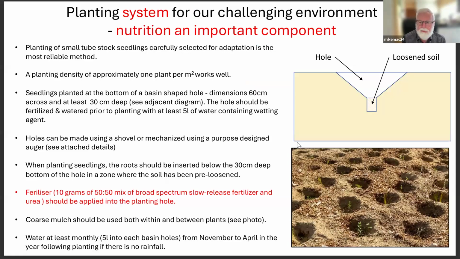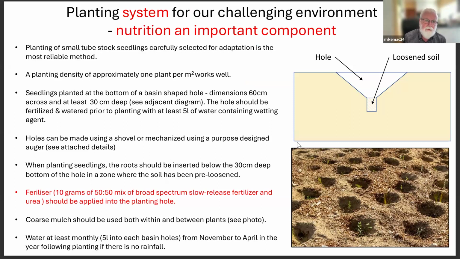So what I was asked to talk about today was issues around nutrition. Well, I thought I'd talk about the system that we use and point out where the nutritional part comes in. We regard our approach as a system. It has a number of components, and if you don't do any of the components right, you start to see reductions in the final survival rate.